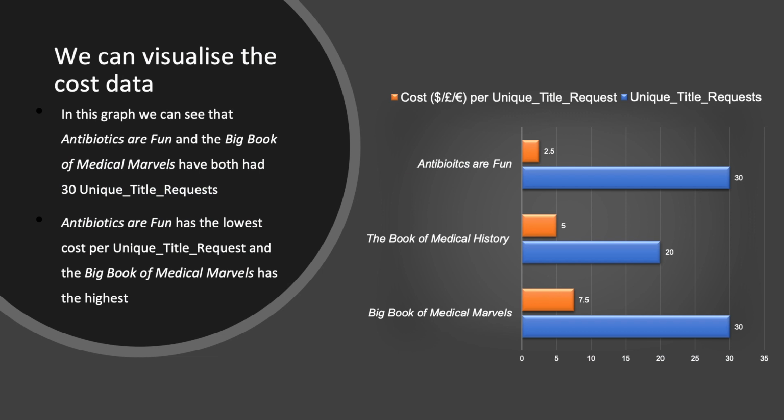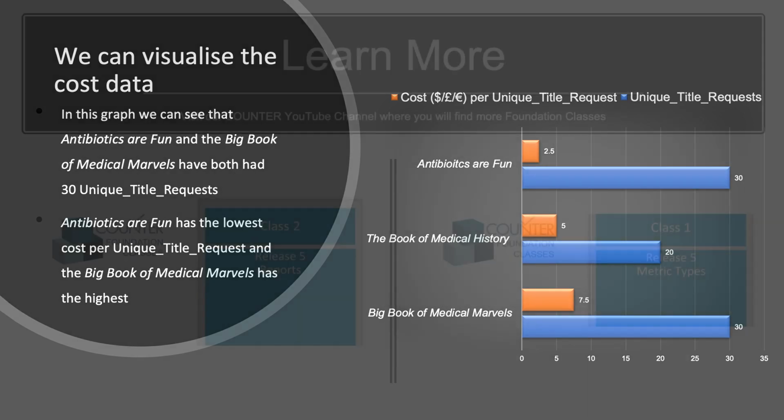We can also visualize the cost data in several ways. In this example, the graph shows that Antibiotics Are Fun and the Big Book of Medical Marvels both had 30 unique title requests, but the cost per unique title request is lower for the cheaper book.